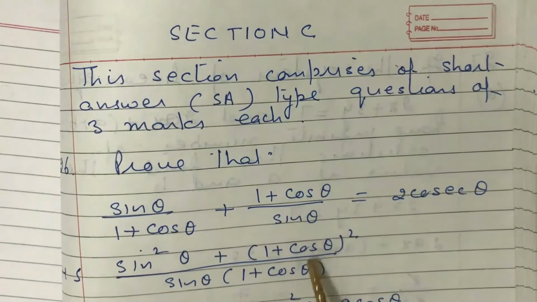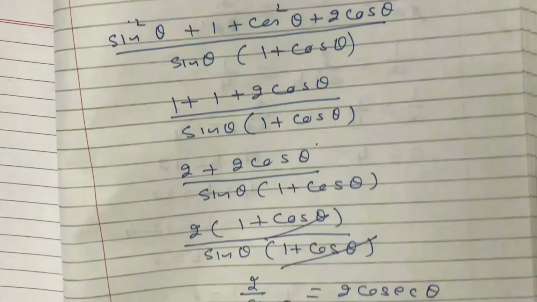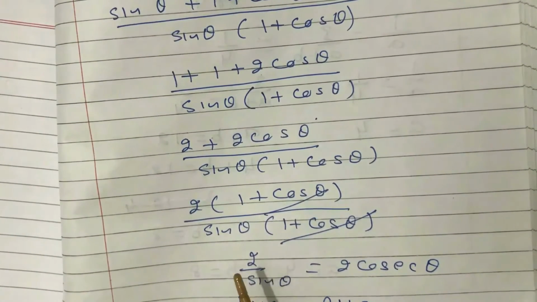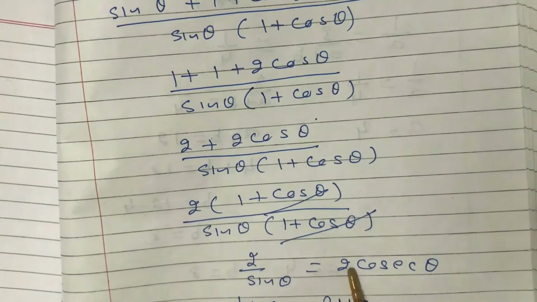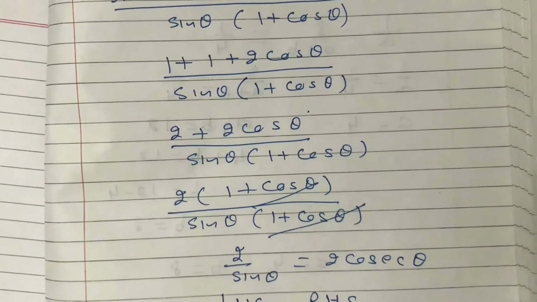Simplify it. First write the identity, then keep on simplifying it. When you keep on simplifying it, in the end you will have 2 upon sin theta. This is equal to 2 cosec theta. So left hand side is equal to right hand side.